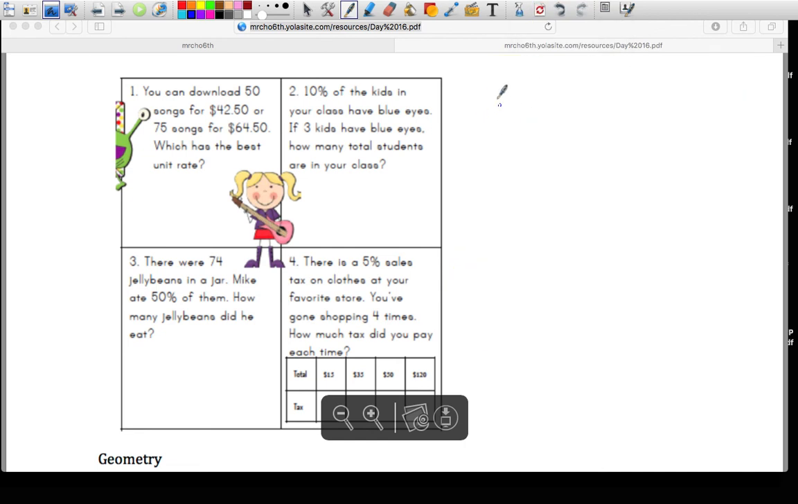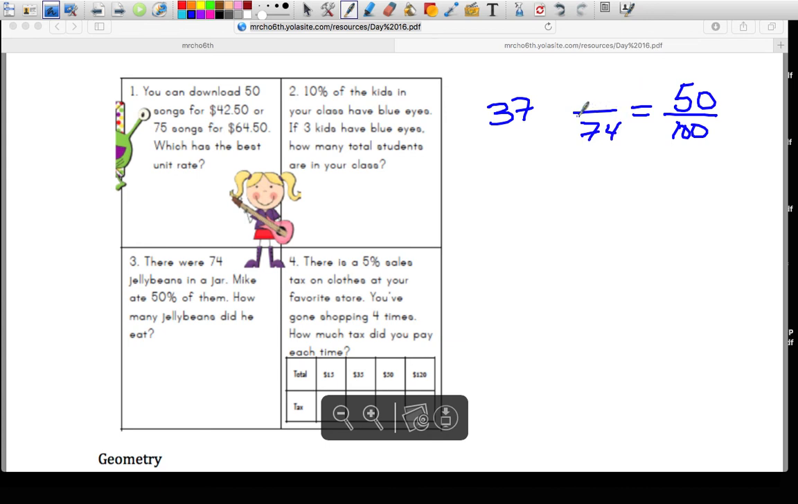There are 74 jelly beans. Mike ate 50% of them. How many jelly beans did he eat? Well, 50% of 74 is half, so that's easy enough. Just 37. But you could set up the proportion, and I actually will. 100, 50%, 74. There were 74 in the jar. That's the total, and you want the relationship.